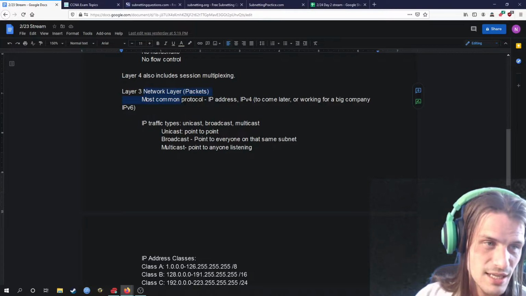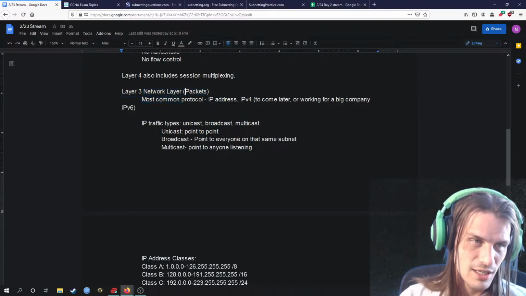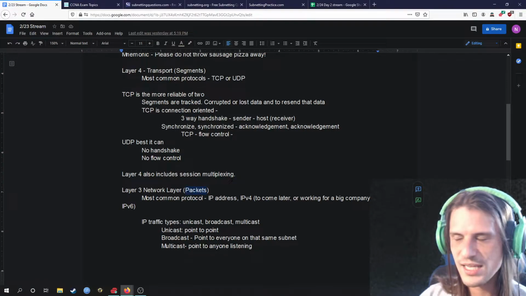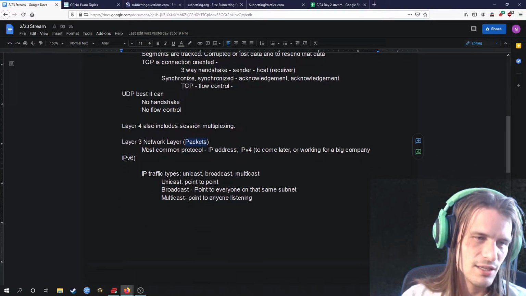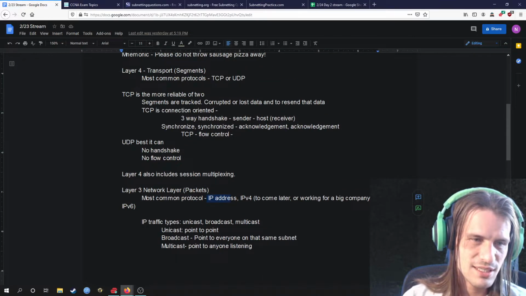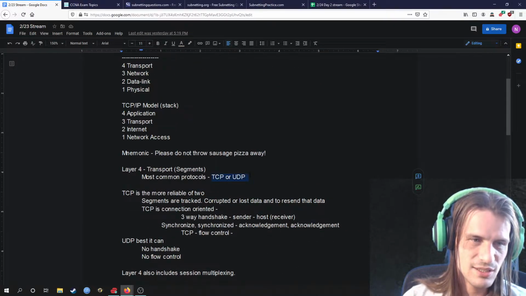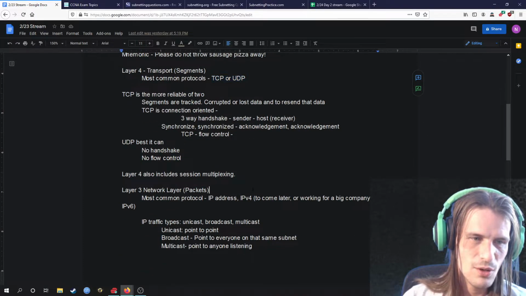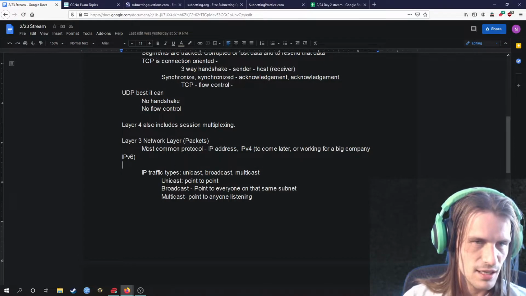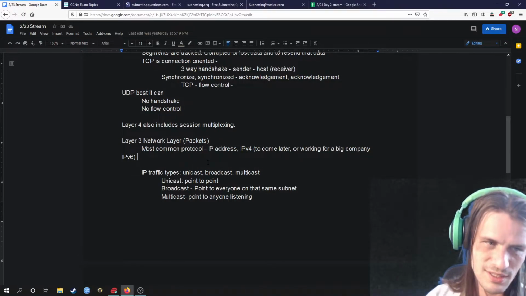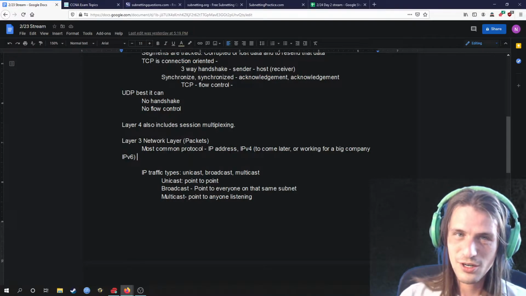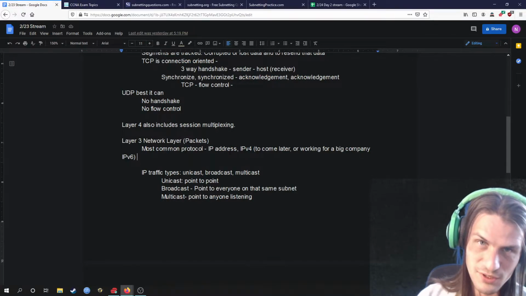Layer 3 is your network layer. We're not going to call them segments on layer 3. We're going to refer to them as packets. So your most common protocol is going to be IP addresses. I shouldn't get into this too far. The most common is IPv4, and we are currently making the shift into IP version 6.